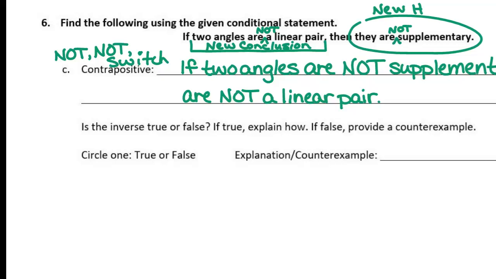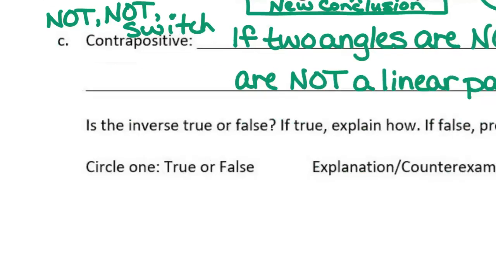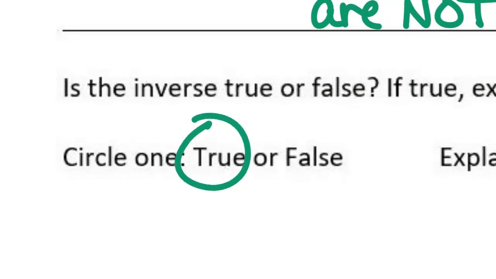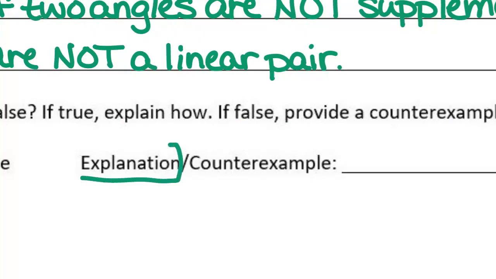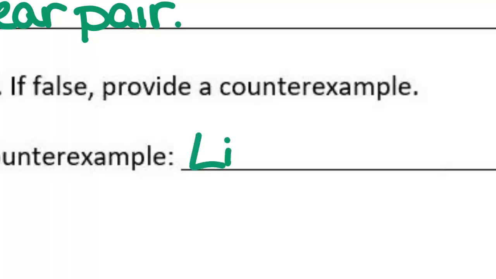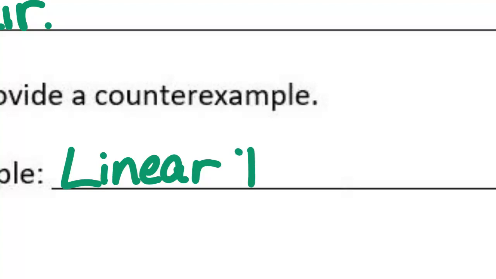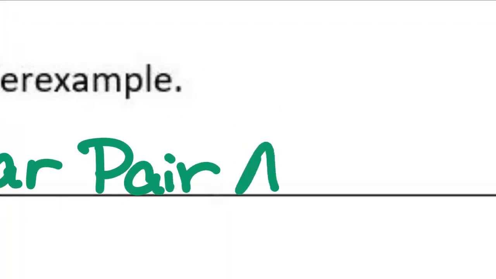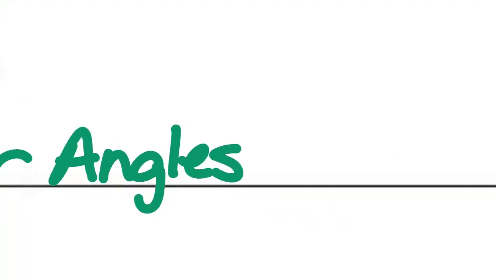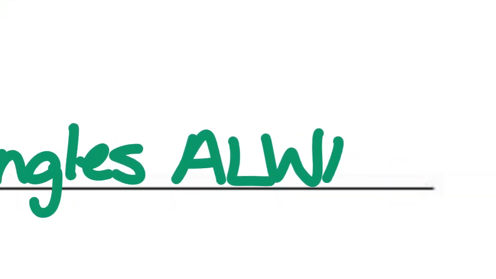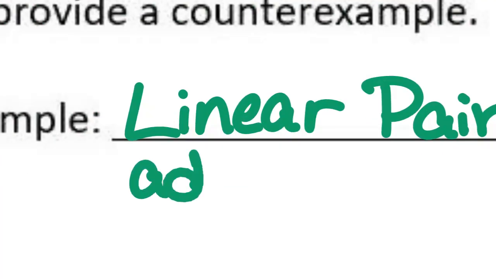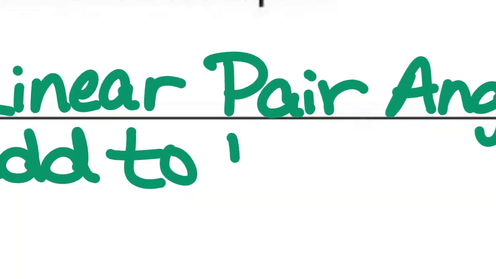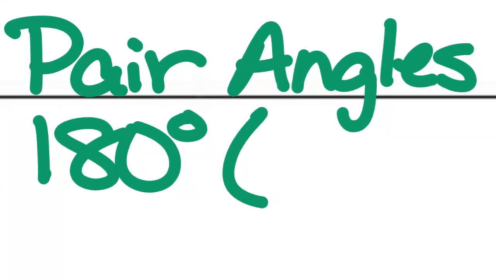If I have two angles that don't add up to 180, can they be a linear pair? No. So this statement is true. And my explanation here would be that linear pair angles always add to 180 degrees. They are supplementary.